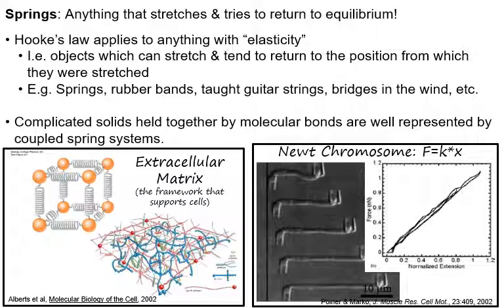Also, for instance, if you take a chromosome from a newt and you plot the force that is applied to this poor newt chromosome versus the extension here. So for instance, how much force did it take to extend the newt chromosome from here to there to there to there, and you're looking at the tweezers that are pulling on it. You see that the applied force is linearly related to the extension, just like you'd expect from Hooke's law. So this is actually quite practical, and it extends far beyond just a simple spring system.